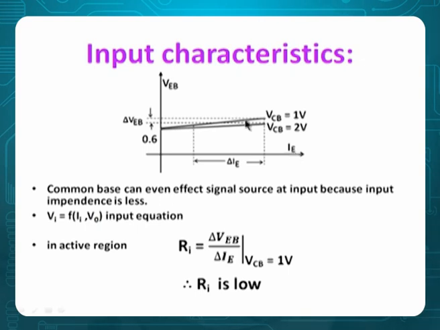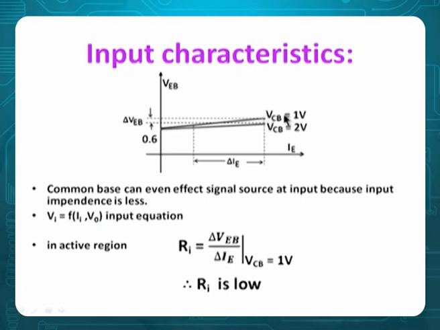We take input current on the x-axis, voltage on the y-axis. And if we draw this, it is behaving like a forward diode. That's why it starts at 0.6. It's almost constant, VCB1 and VCB2. And when you look at this, you see why there is a decrease here.